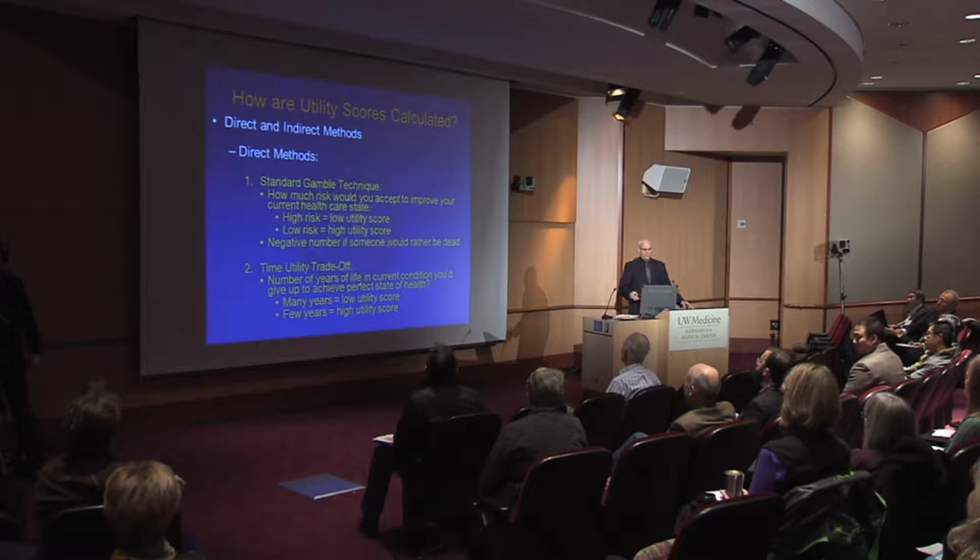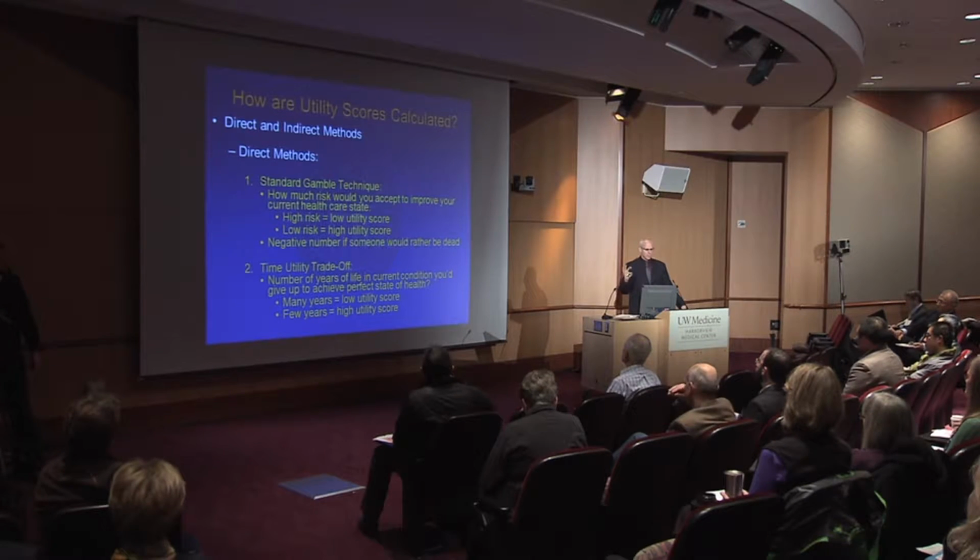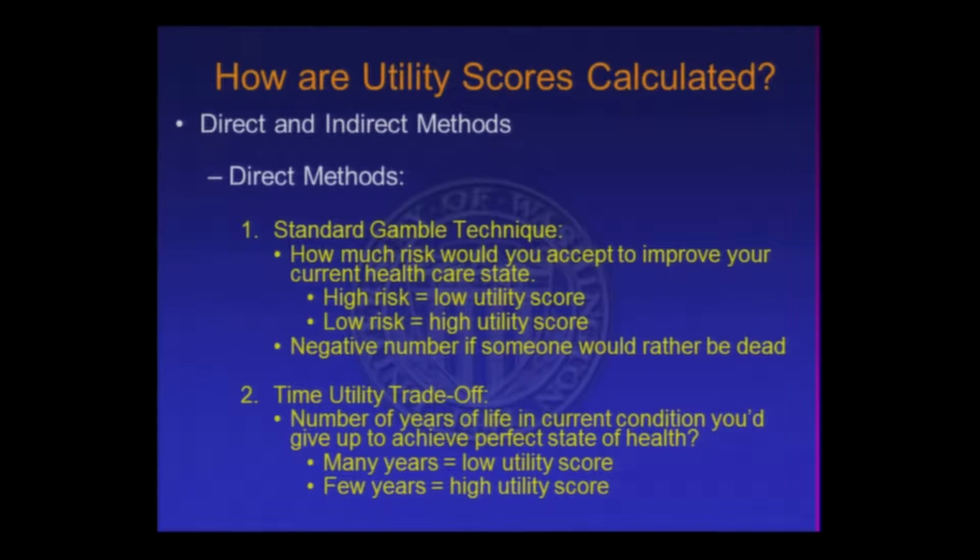How are these measured? Well, the devil's in the details, and that's where things get complicated, but there are basically two general methods of measuring this: direct and indirect methods. And so direct methods, without getting too much into the statistical aspect, there are two techniques. Standard Gamble technique is basically you're in a certain condition or disease state, how much would you risk in order to improve your disease state? So obviously, if you're extremely healthy, you're not going to risk much, and so that's an indication of a very high utility score, whereas if you have a very poor quality of life, you're willing to take substantial risk, and that's an indication of a low utility score.